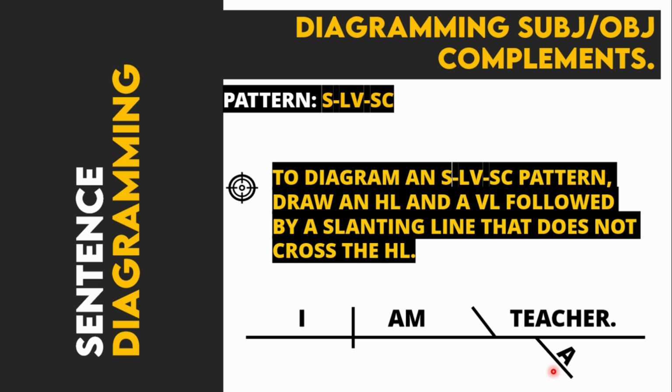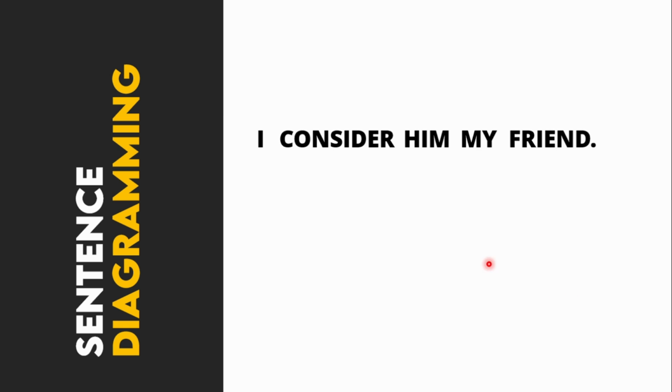And of course, the modifier or article should also be put below the word it modifies. So teacher is modified by the word a. Okay, moving on, we'll be having another sentence which is I consider him my friend.